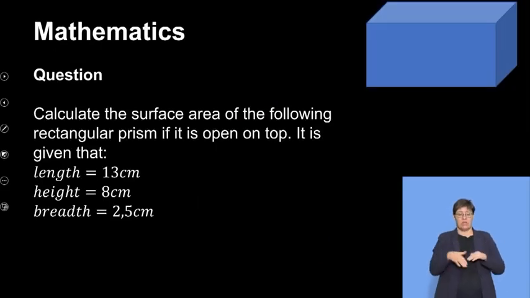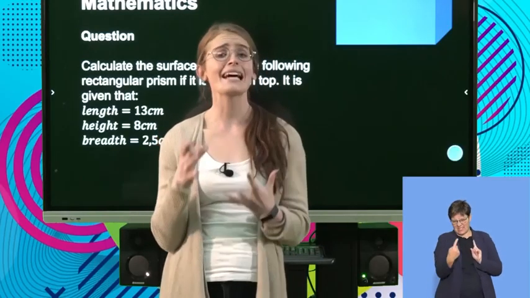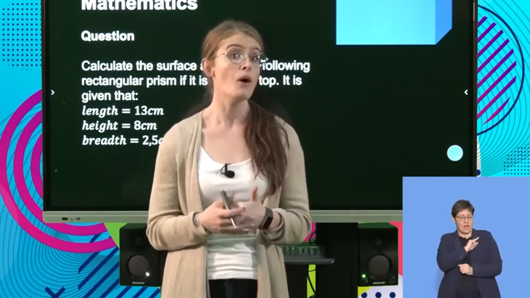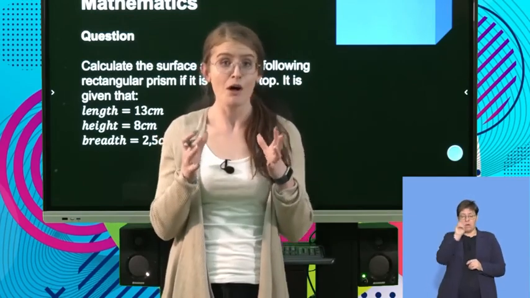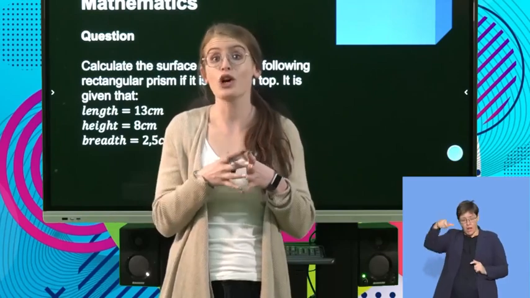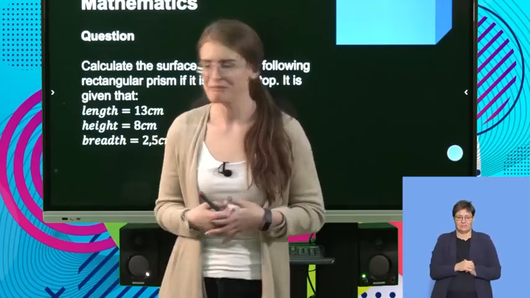So the question says, calculate the surface area of the following rectangular prism if it is open on top. It is given that the length is 13 centimeters, the height is 8 centimeters, and the breadth is 2,5 centimeters. Okay guys, so this one is presenting slightly different to the two examples that came before, because I'm now going to have to fill in the values on my diagram so I can visualize which rectangle will be the one that's open on top. Let's go back to the board.